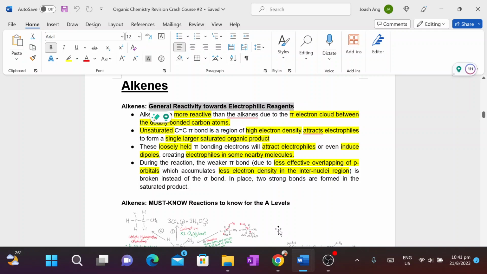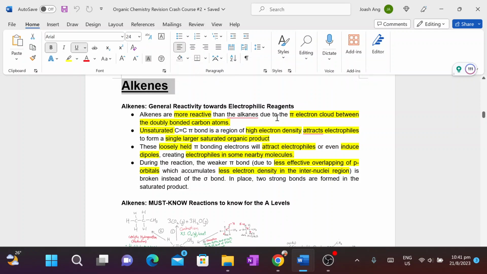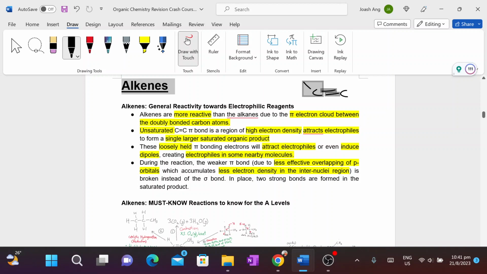Hey, welcome back, guys. So we left off with alkenes. I'm just going to go through the chemical properties and the general reactivity of alkenes towards electrophilic reagents. For the general reactivity towards electrophilic reagents, I would like to draw the structure of an alkene first to show you how it looks. So this is how alkenes generally look.